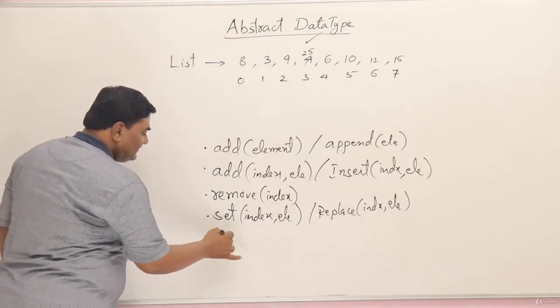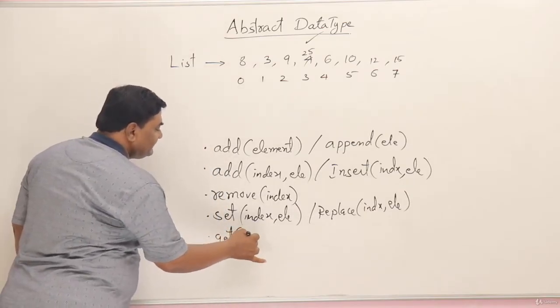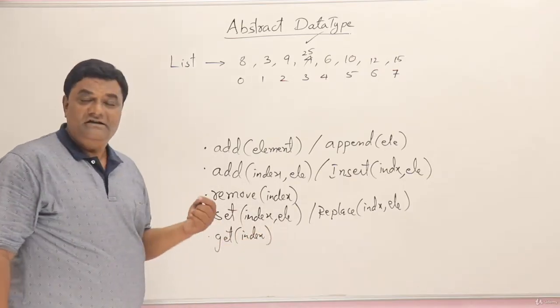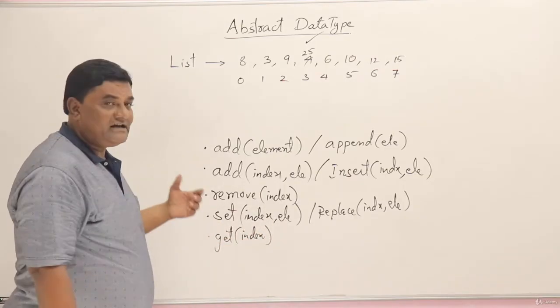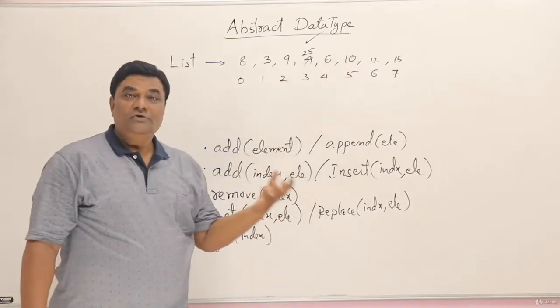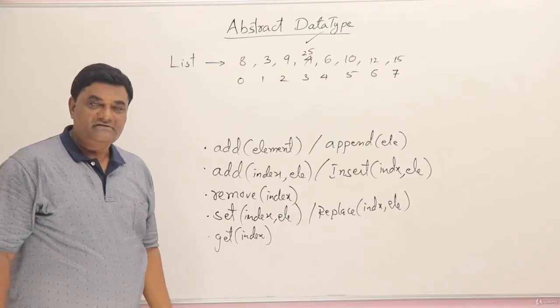Then get index. This is when I just want to know the element at a given index. Like I want to know what is there at index 5. At index 5, the value is 10. So this is knowing an element from a given index.